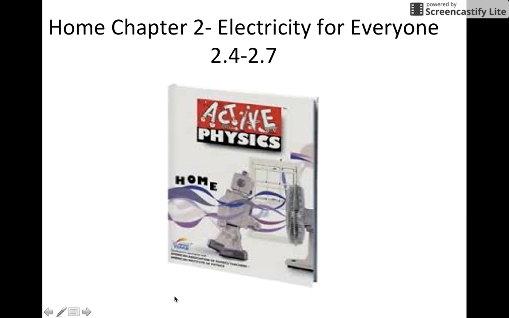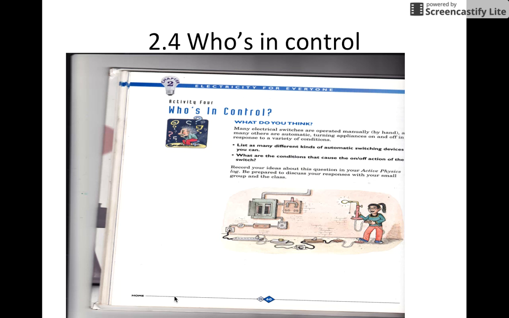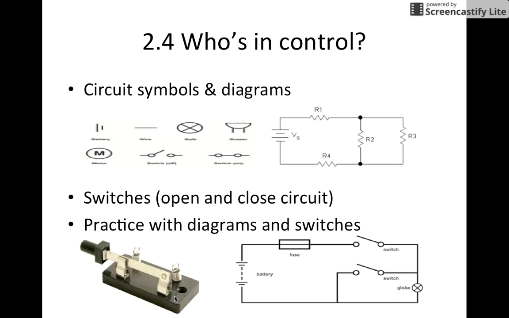All right, so now we're going to talk about the rest of the home chapter 2 unit, electricity for everyone, lessons 2.4 through 2.7, the remainder of the chapter 2 home unit. So 2.4, who's in control? This is all about switches, introducing what a switch is, how it opens and closes the circuit, the purpose of the switch, and practice with switches and circuit diagrams and how switches can control certain parts of the circuit. So that's important for students to know.